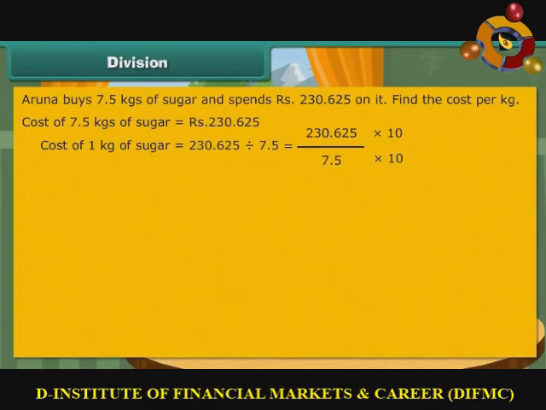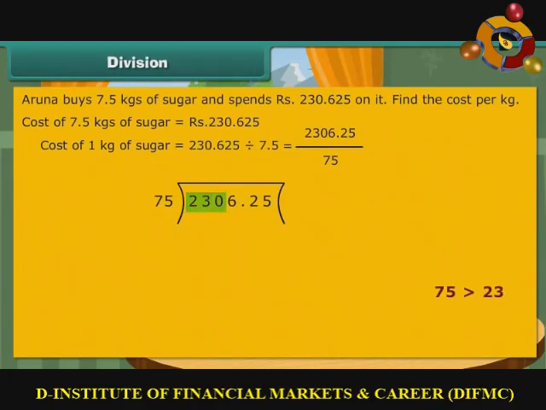10. A multiplication by 10 shifts the decimal point to the right by 1. Now we divide 2306.25 by 75. Write the two numbers down as shown. Take the first two digits of 2306.25 together, that is 23. 23 is too small to hold 75. Now consider the first three digits together, 230.